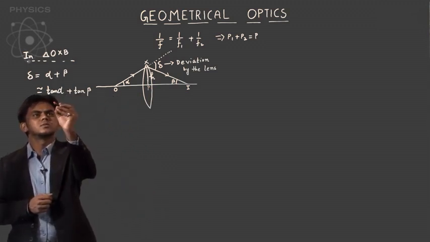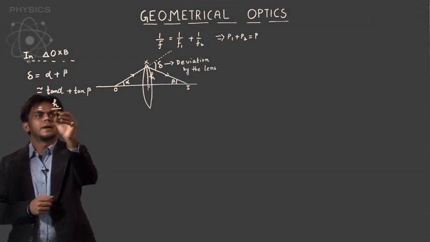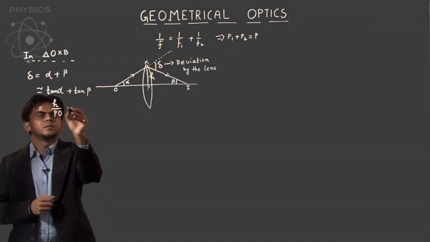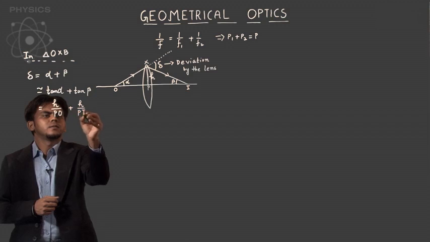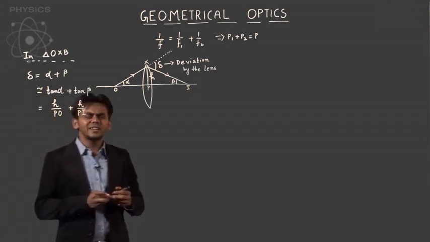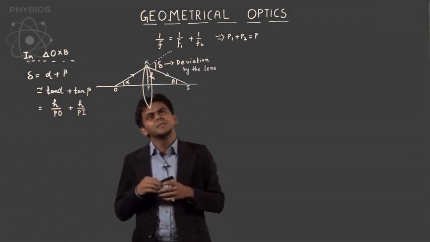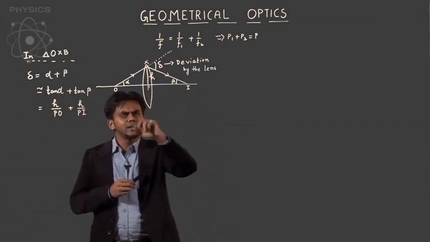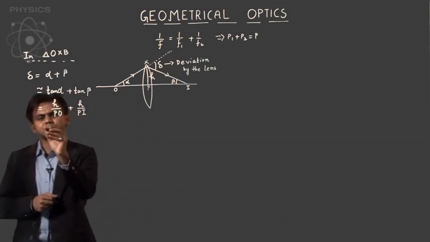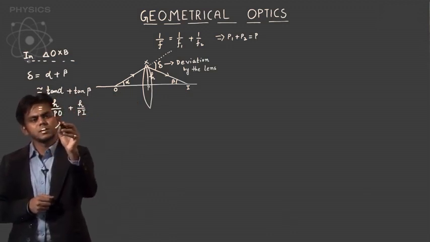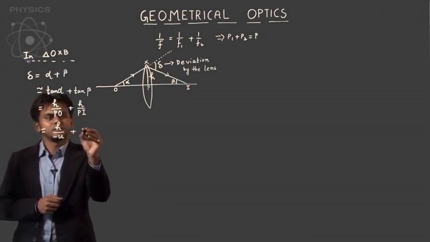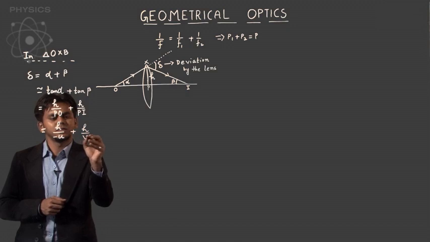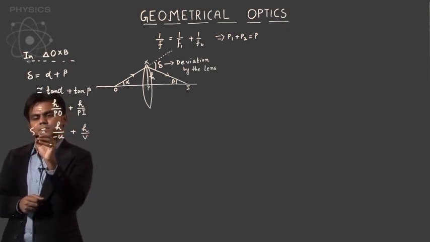So this thing becomes H by PO plus H by PI. Let's write in terms of object distance and image distance. Now image distance will be positive to the right, but this will be negative. So this would give you H upon minus U plus H upon V. This is your delta.